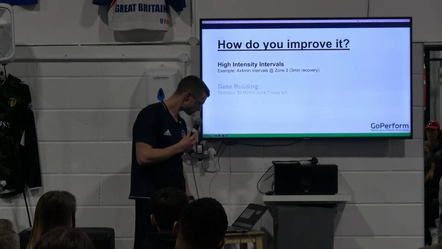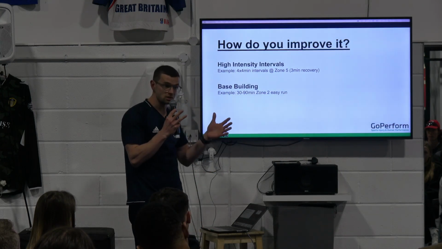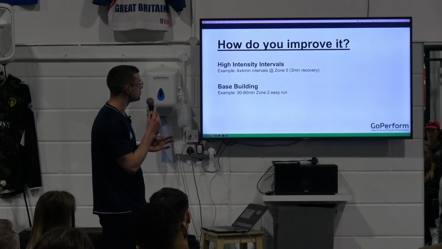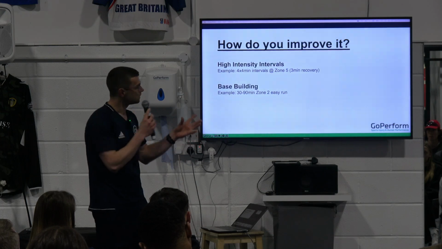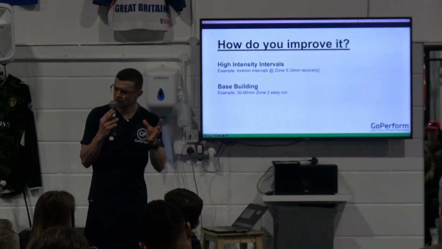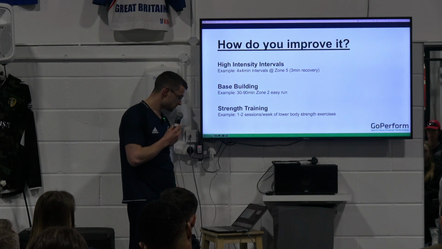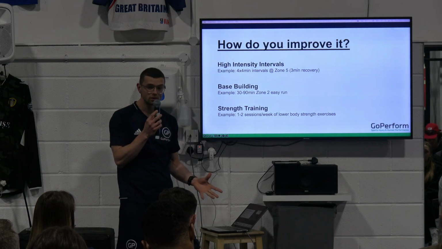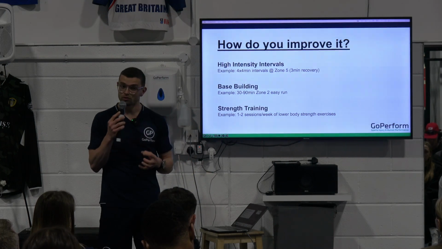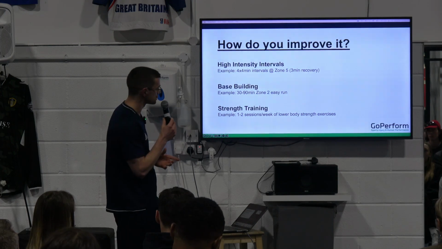That's one method. Another method is base building. It will often make up the majority of your training. That steady zone 2 running of between 30 and 90 minutes is a really good way to improve VO2 max as well. Even though I just said you have to work hard, you do a little bit of both. And strength training, Tristan mentioned it earlier brilliantly. Between 1 to 2 sessions or more a week is a really good way of improving your efficiency when you run, which can have a huge benefit on your VO2 max.